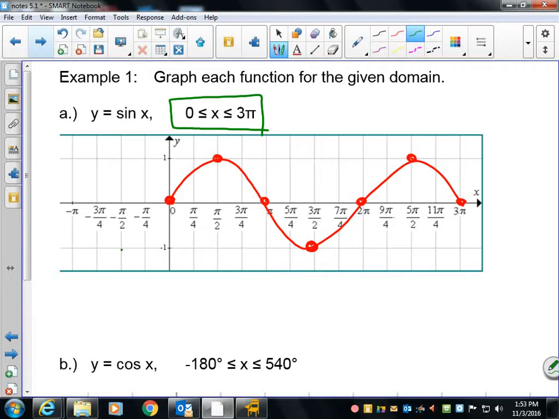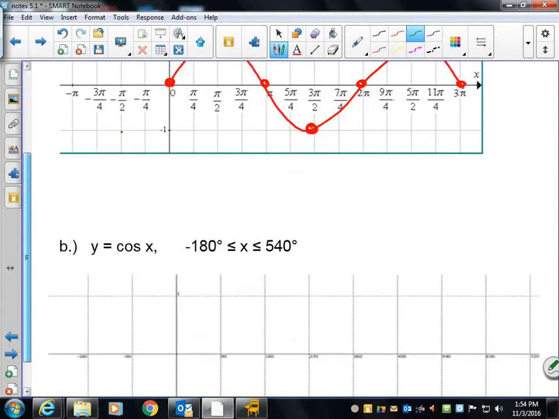What is pi halves anyway? 90 degrees. So it's like 90, 180, 270, 360. We're going up by 90s. That's what pi halves actually stand for. So let's try and graph this next one.